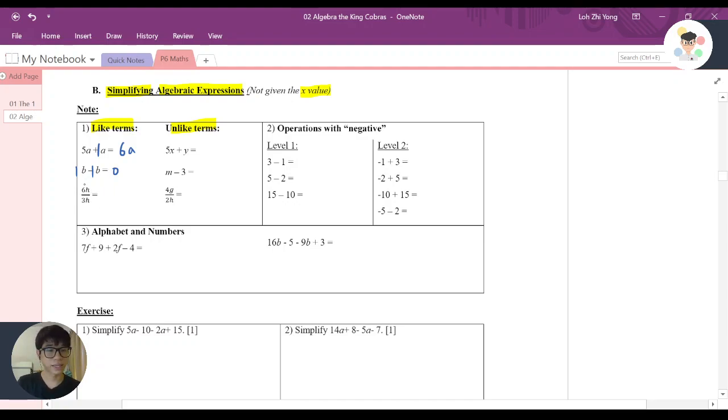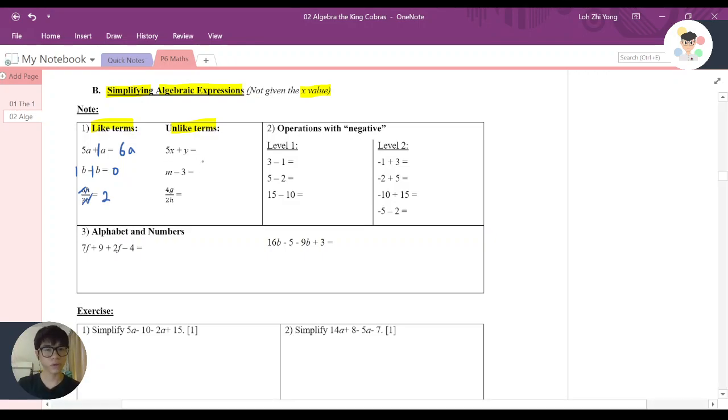And the next one, 6h divided by 3h. Because they have the same variable, or the same alphabet in this case, we know that we can simplify it. So h divided by h actually means 1. And 6 divided by 3, we know is 2. Why does the h disappear? Because we divided it. That's why it is simplified already.